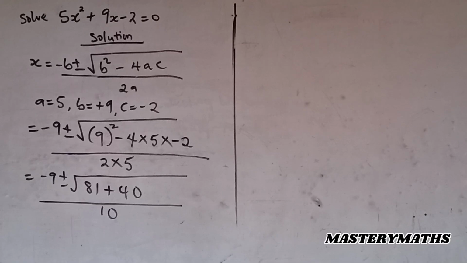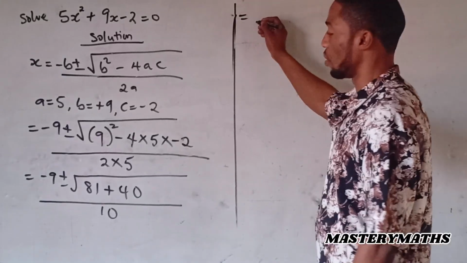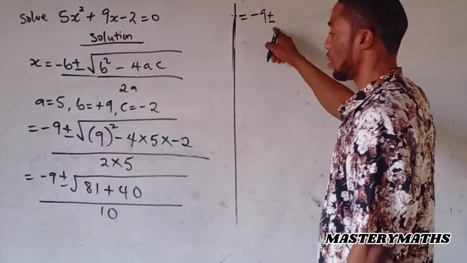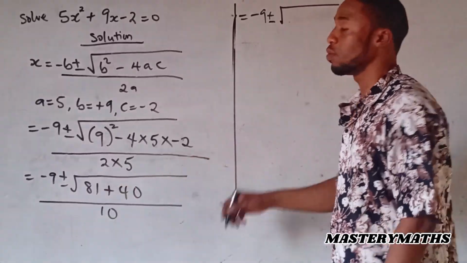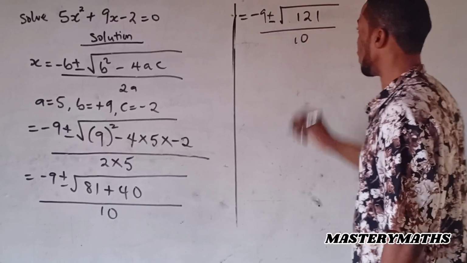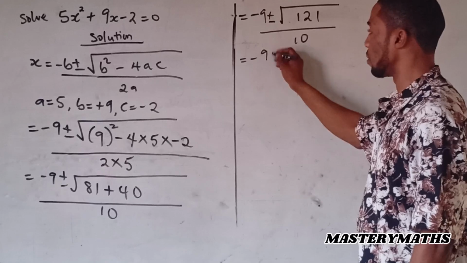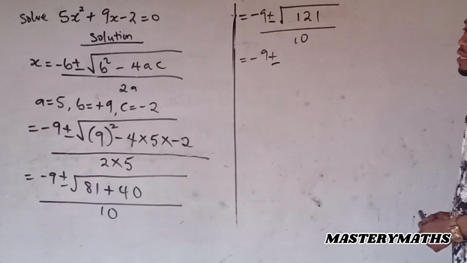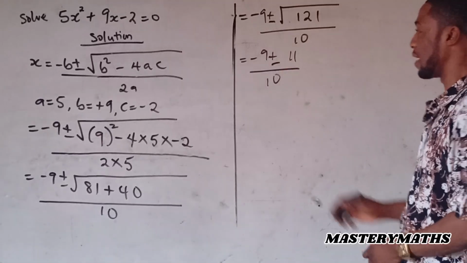Now what should be the next thing? We'll solve. Now coming to this part, you bring down the equality sign. You have your minus 9, you have your plus or minus sign. Then you add 81 plus 40, which will give us 121. Then you have it all over the 10. You also bring it down. Now, what is the square root of 121? The square root of 121 is 11, all over 10.